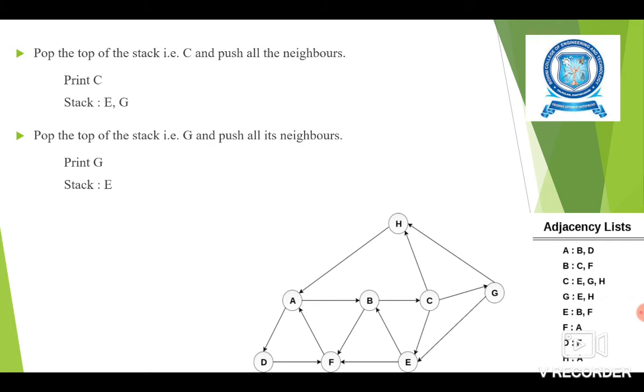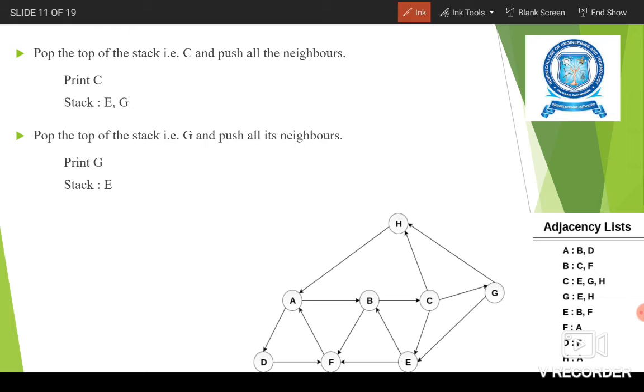In the next step, we are popping the topmost element C. It is printed, and we are seeing the neighbors of C. So C has the neighbors E, G and H. So H is our initial node. It is already processed. So the unprocessed nodes E and G are pushed onto the stack.